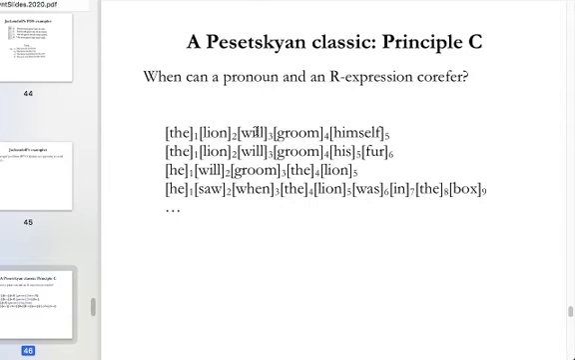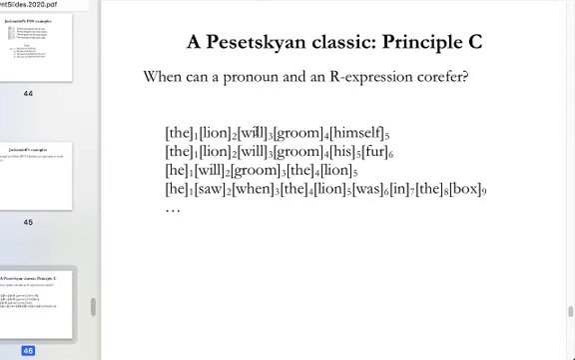Compare this to the third sentence here. He will groom the lion. In this case, that pronoun he cannot refer to the same individual as the R-expression, the lion, right? He will groom the lion can mean that some other person or some other lion is going to groom the lion, but it can't mean that the same lion is grooming himself.